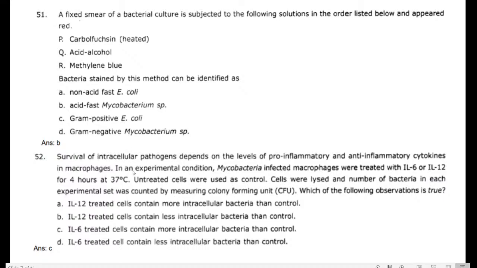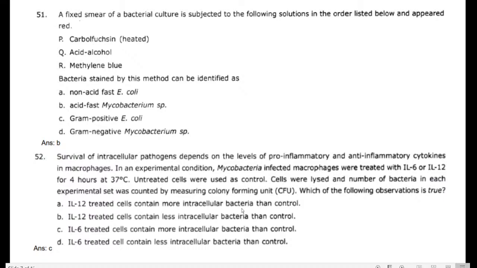So in this paragraph, they are saying the survival of intracellular pathogen depends on the pro-inflammatory and anti-inflammatory cytokines in macrophages. This is the statement. In an experimental condition, the Mycobacterium infected macrophages were treated with interleukin 6 and 12 for 4 hours. This Mycobacterium is an infectious microbe which infected the cells. After that, those cells are treated with interleukin 6 and interleukin 12.